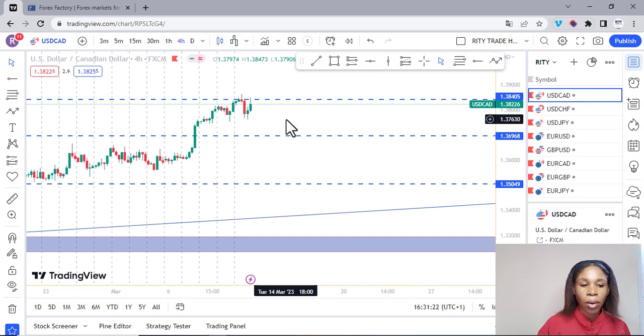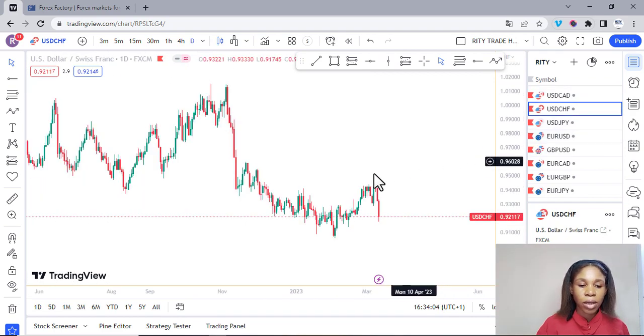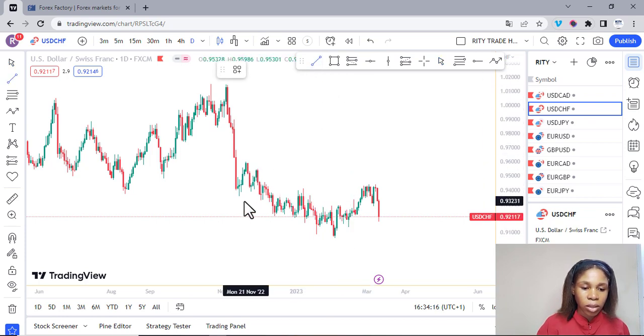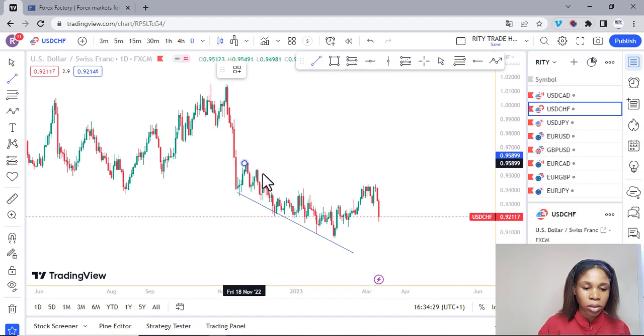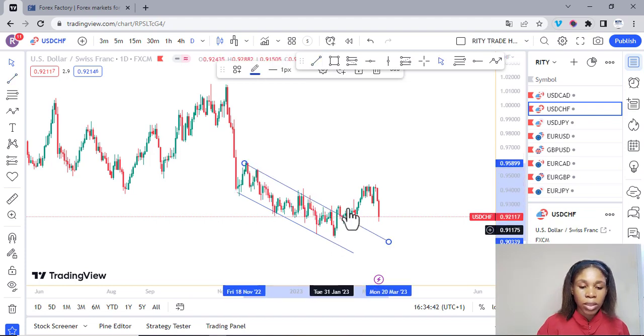So what I will do is, if I look at USD CHF, as we can see, we have a strong bearish move here to the downside. And afterwards price started consolidating. I think I can see a chart pattern here, let me take a closer look at it. All right, this looks like a falling wedge, indicating a potential reversal at this point.